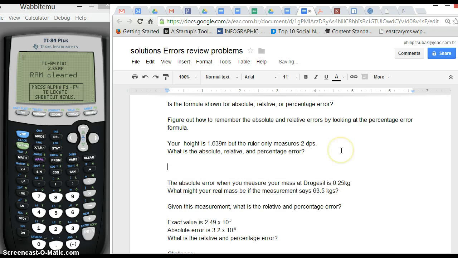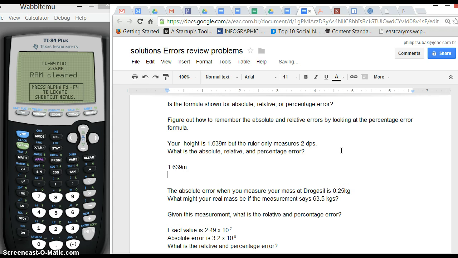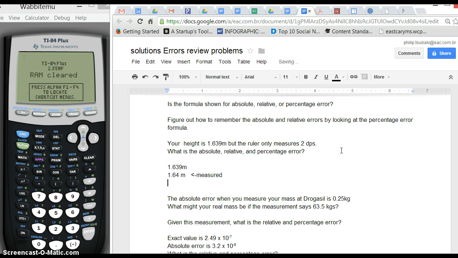Well, so the exact value is 1.639 meters. Okay, if you can only measure two decimal places, that would be 1.63 meters. Well, let's see. Before we throw away that 9, we've got to round up, right? Okay, so the measured value is 1.64. Okay, what is the absolute, relative, and percentage error? So the first thing we're going to figure out is the absolute error, which is really easy, right? 1.64 minus 1.639, and that would be 0.001.